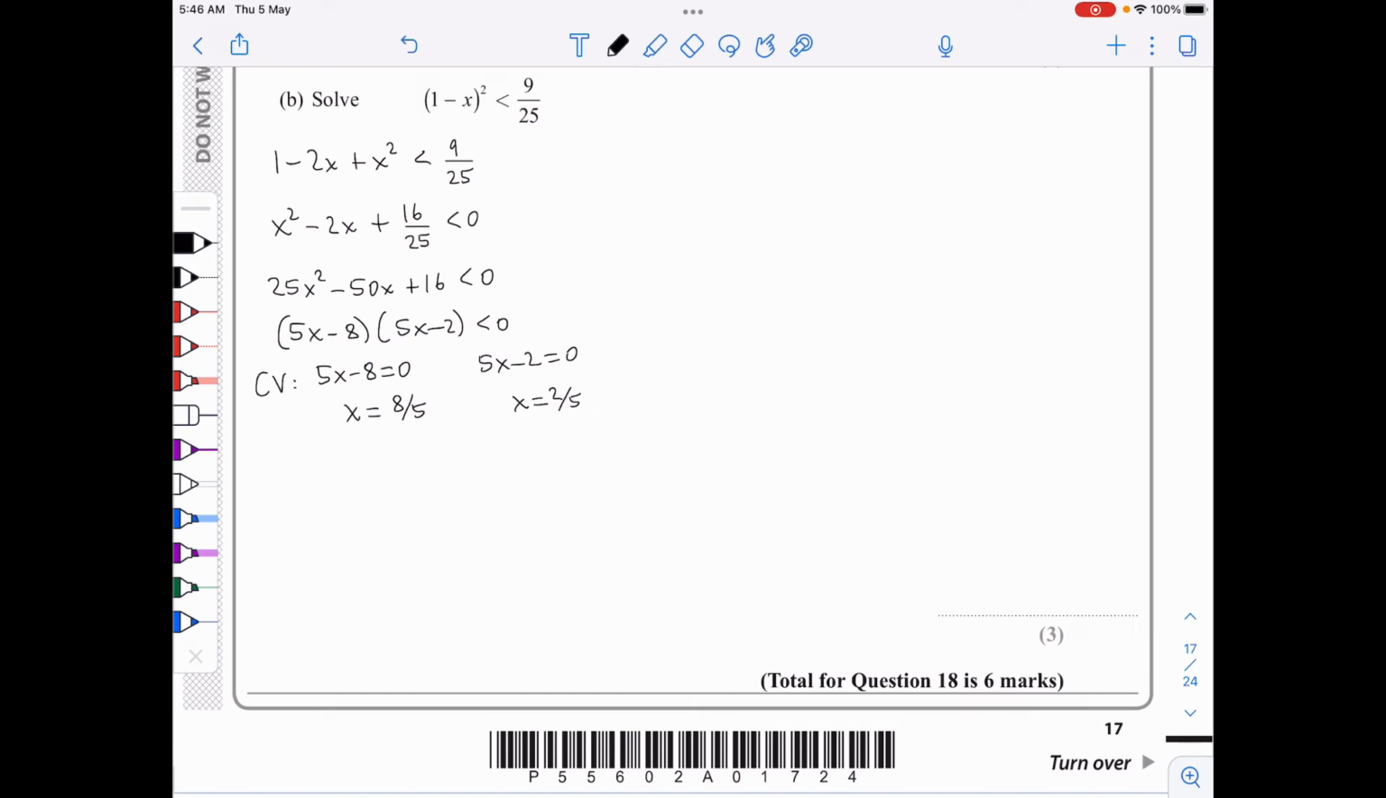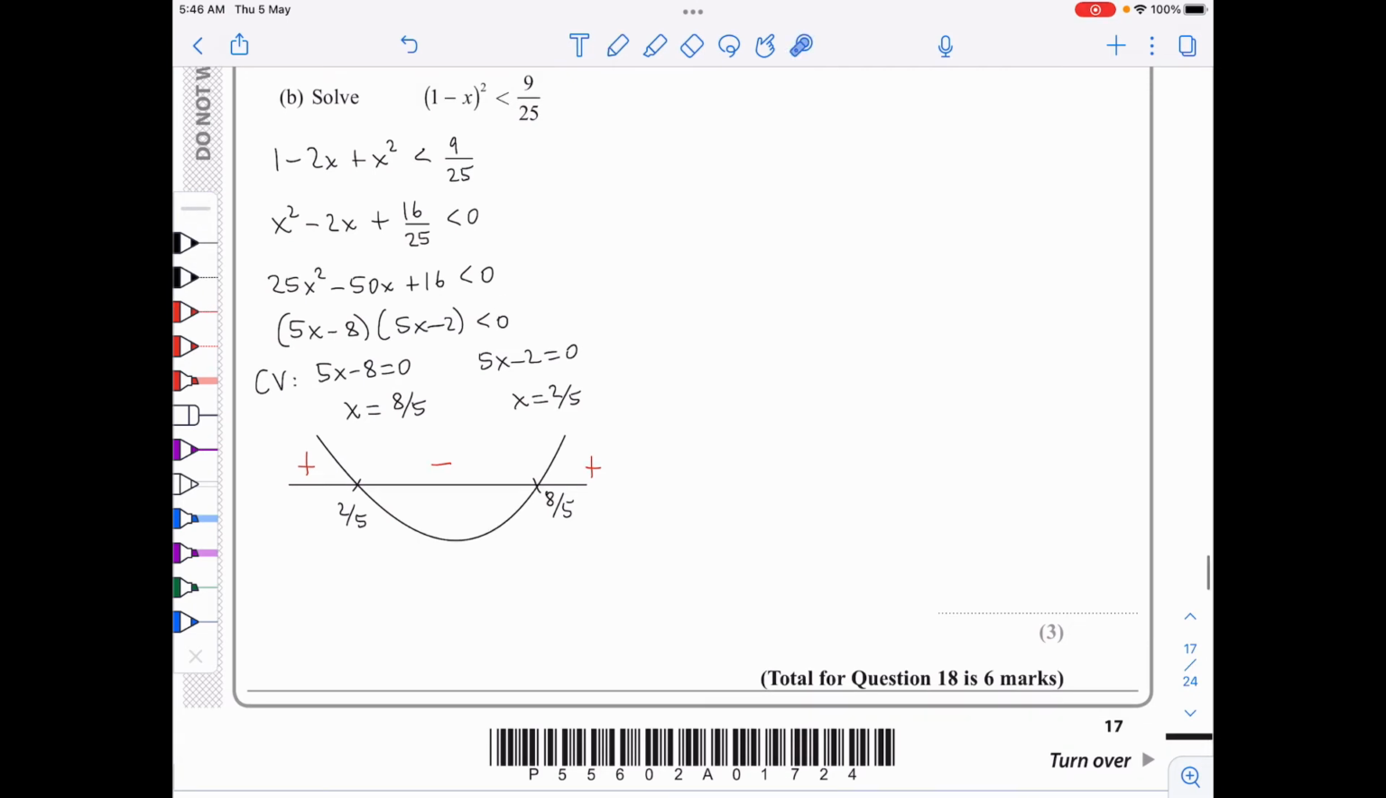So if I was to actually sketch this quadratic, it would be something like this. Critical values are 2 over 5 and 8 over 5. It's a smiley parabola because the coefficient of x squared is positive, which means I go from positive to negative to positive, and we want it to be less than 0. So the y values are less than 0 here. I want to be between 2 over 5 and 8 over 5.